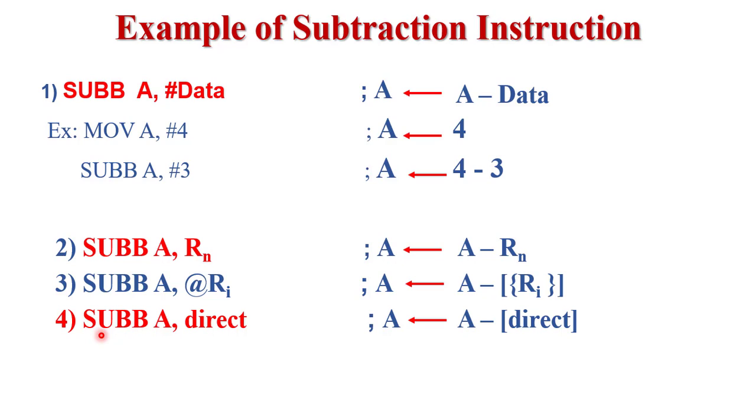Next instruction is SUBB A, direct. This instruction is the example of direct addressing mode. This instruction tells that subtract the content of accumulator with the data whose address is given here and result is stored in the accumulator register. So these are some examples of subtraction instruction.